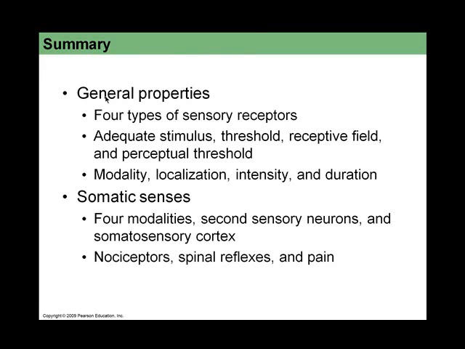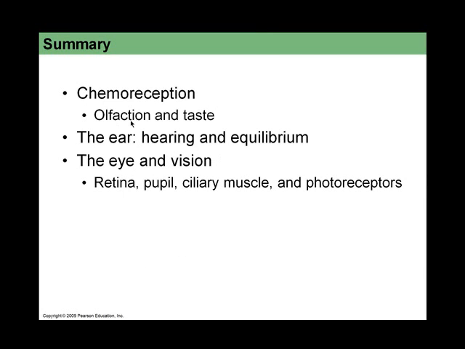So in summary then, I thought that was the last slide, my big closure, right? We saw the general properties, the four types of sensory receptors, through this whole series on sensory physiology. We talked about adequate stimuli, threshold, receptive field, and perceptual threshold. And again, we only looked at it in certain cases, but it is true across the board. The different modalities, the localization, intensity, and duration, the somatic senses, chemoreception, the ear, and then in this one, finally, the eye.